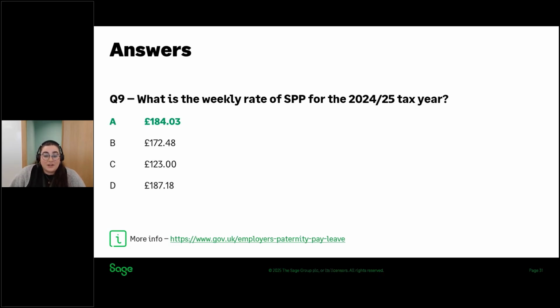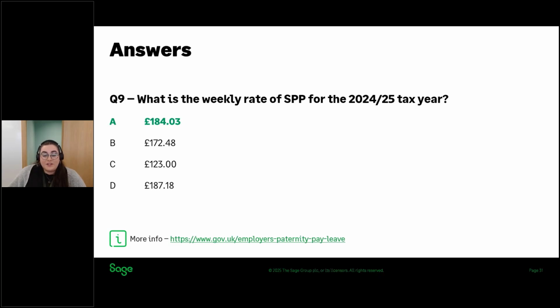Again, that is due to increase to £187.18 from the 6th of April, which was another answer that you could have chosen. £172.48 as well, that was another trick answer. That was actually the weekly rate for the 2023-24 tax year.